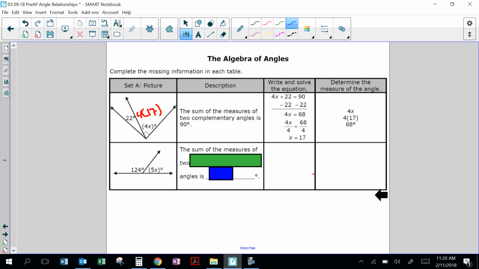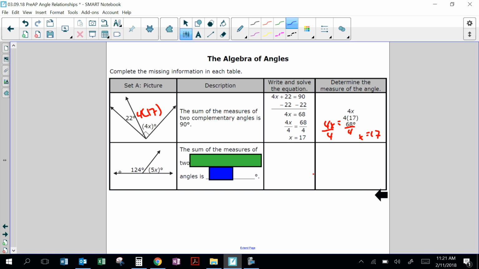That's one way to solve it, from many ways. But another way is if you know this is 90 degrees and we take away 22 degrees, what's left? 68 degrees. But then we need to figure out what x is. 4 times what? So 4x equals 68. So you divide both sides by 4. X equals 17. However, that's doing it backward. I'd rather do it forward.